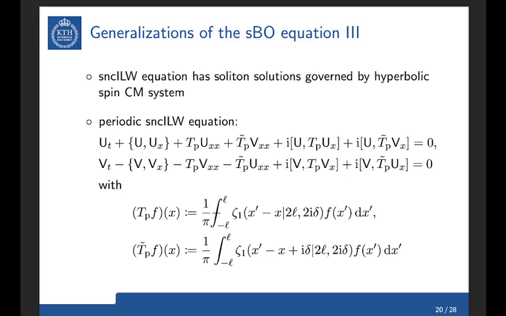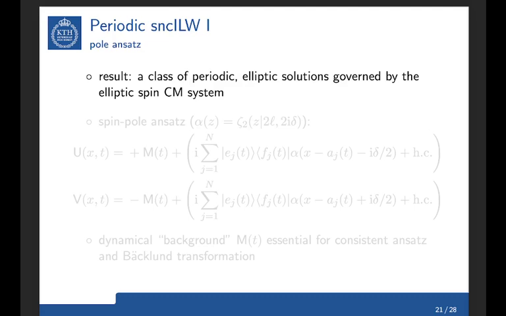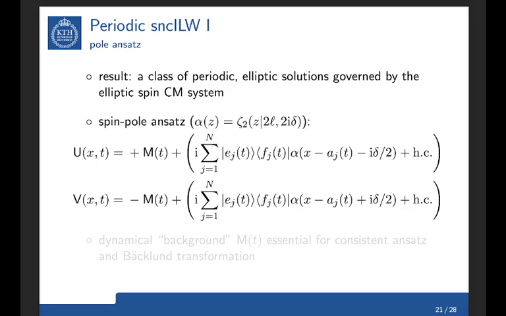Our main result on this equation is that it admits a class of periodic elliptic solutions that are governed by the elliptic spin CM system. So to establish this result, we again use a pole-ansatz. But this pole-ansatz has one very different new feature versus the degenerate cases. So this is the pole-ansatz for u and v.